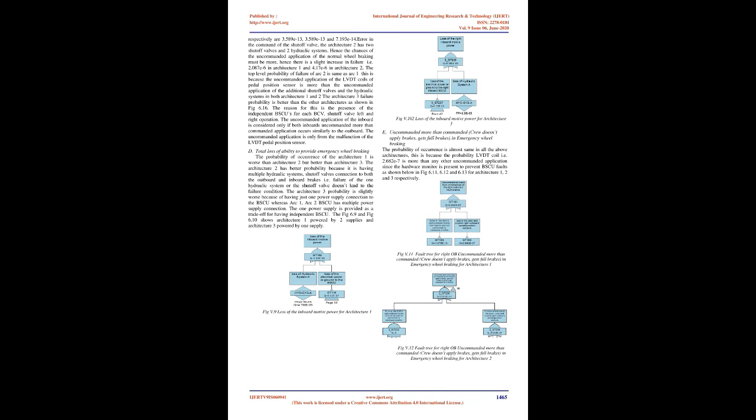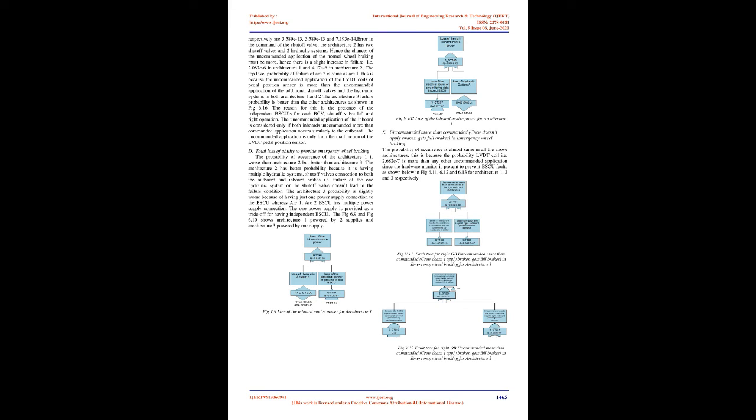The top-level probability of failure of Arc 2 is the same as Arc 1. This is because the uncommanded application from the LVDT coils of the pedal position sensor is more than the uncommanded application from the additional shut-off valves and hydraulic systems in both architectures 1 and 2. The architecture 3 failure probability is better than the other architectures, as shown in Fig 6.16. The reason for this is the presence of independent BSCUs for each BCV and shut-off valve, left and right operation. The uncommanded application of the inboard is considered only if both inboards have uncommanded more than commanded application, and similarly for the outboard. The uncommanded application is only from the malfunction of the LVDT pedal position sensor.